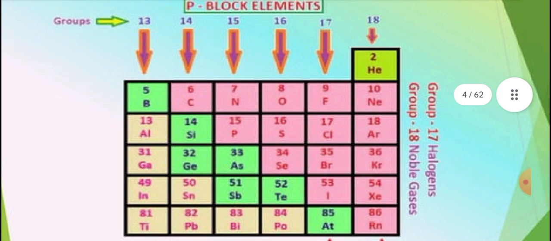So P block elements are generally groups 13 to 18. These are the families of P block elements. These are the groups of the periodic table which constitute P block elements. The 13th group is the boron family, the 14th group is the carbon family, the 15th is nitrogen, the 16th is oxygen, the 17th is fluorine, and the 18th is the noble gas family, the inert gas family.